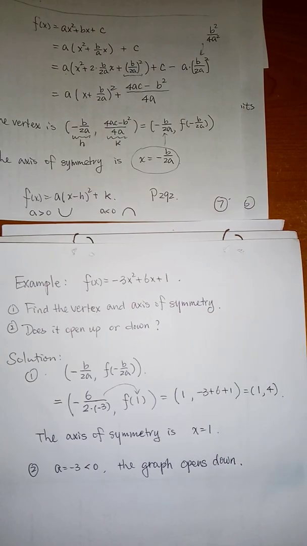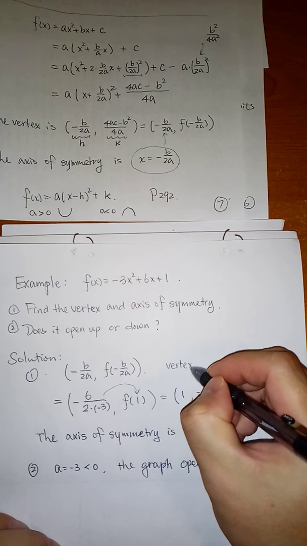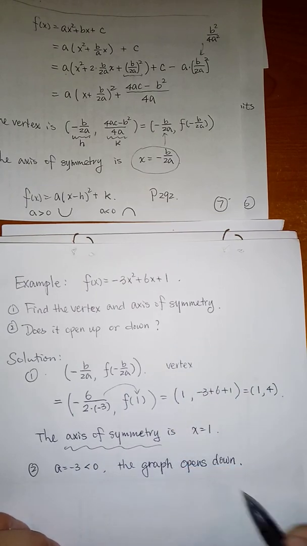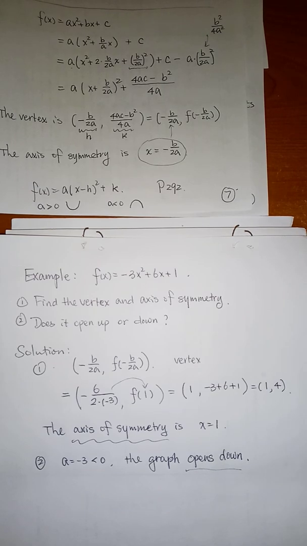Okay, so that is the example for the vertex and the axis of symmetry, and also we can determine whether it opens up or opens down. Okay, we stop here today, and we will continue next time for more practice of the quadratic functions and their graphs. Okay, thank you.